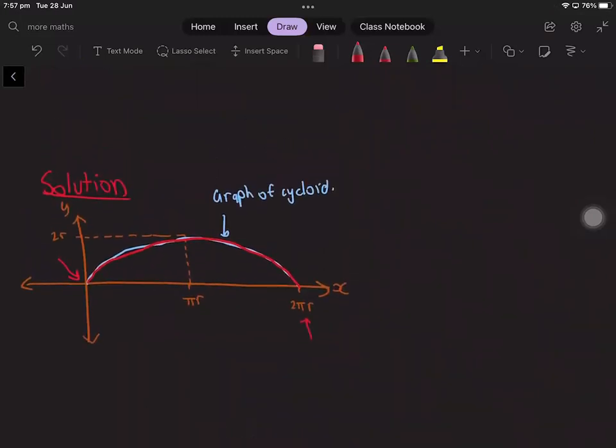Okay, so that completes the proof of this question of finding the arc length of the cycloid.